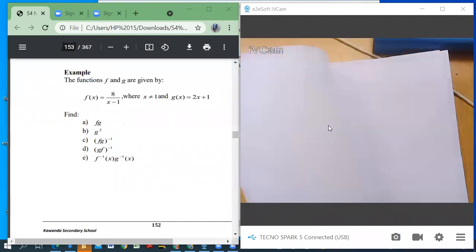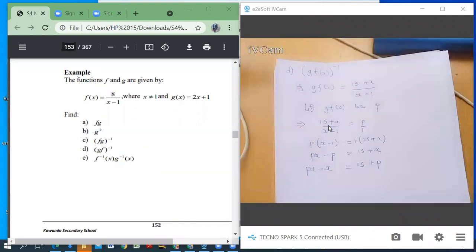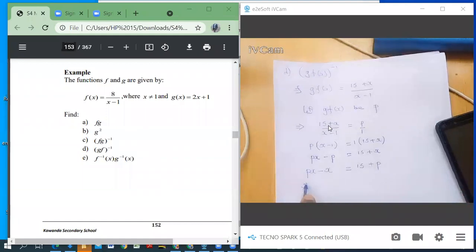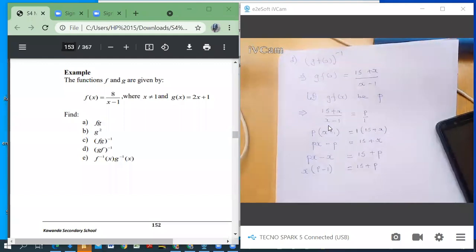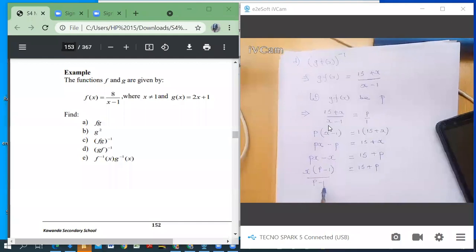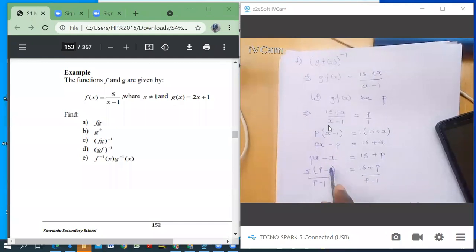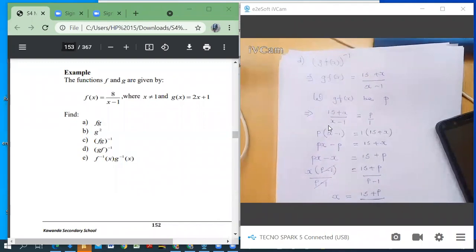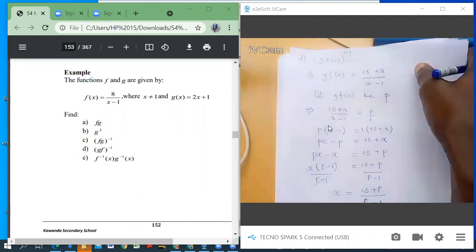When you look at the left hand side, what do you see? x is common, not so? What do we do to that? We factorize it. When you factorize, you shall have x into p minus 1 equals 15 plus p. We want x, so we divide all through by p minus 1. This one and this one cancel out, so our x is equal to 15 plus p over p minus 1. We already made x the subject.